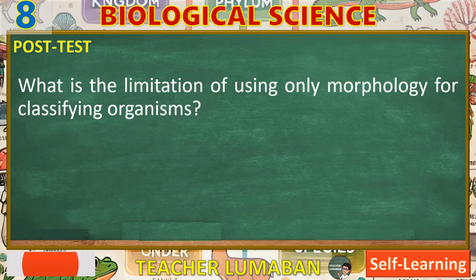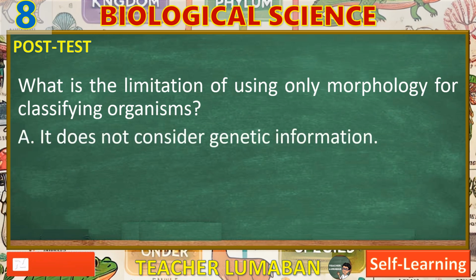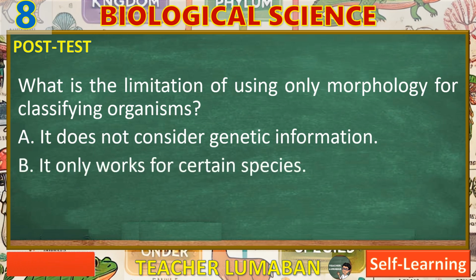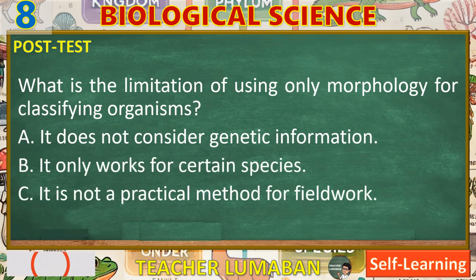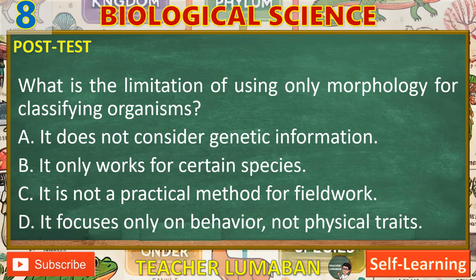What is the limitation of using only morphology for classifying organisms? A. It does not consider genetic information. B. It only works for certain species. C. It is not a practical method for field work. D. It focuses only on behavior, not physical traits.